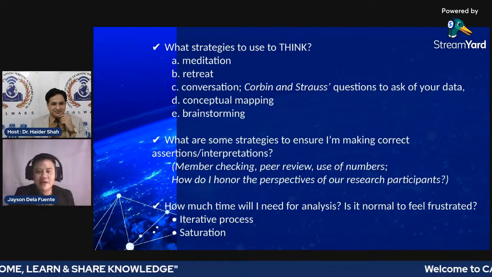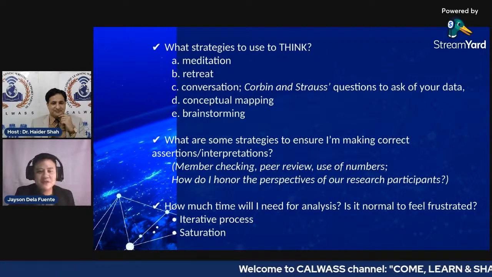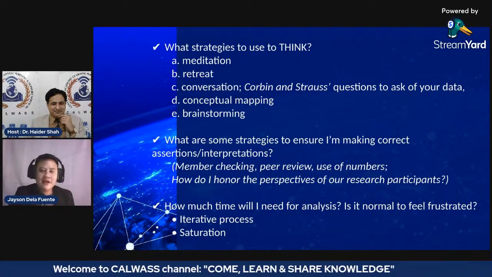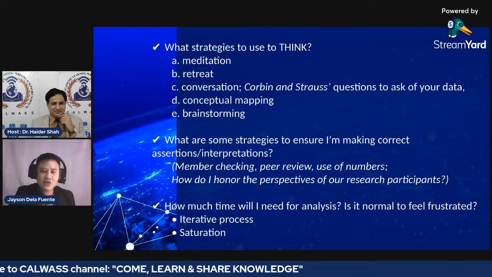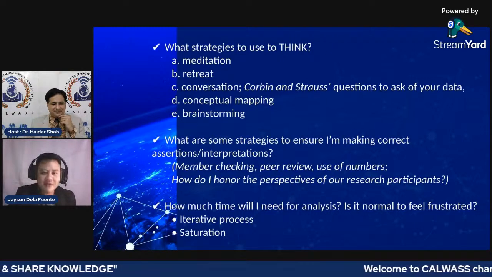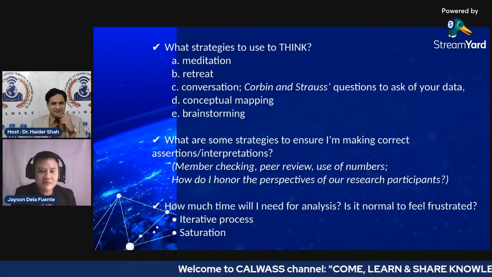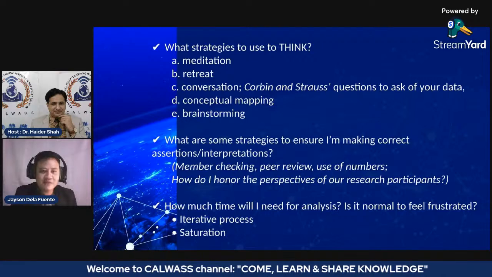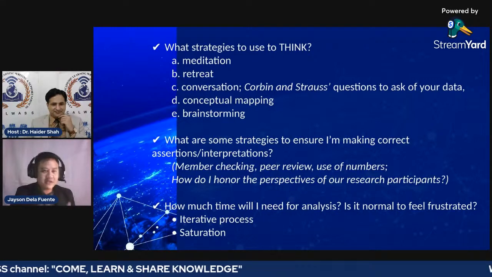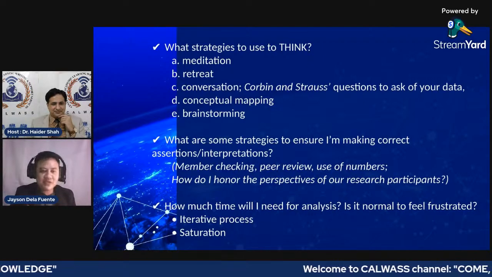How do you honor your perspective? The perspectives of your research participants may give you a motivation as to your interpretation of the gathered data, because somehow you might be influenced that you need to give justice to what your participants had shared with you in the interview, because that is an intimate expression of their experiences as to the topic that you had been studying.